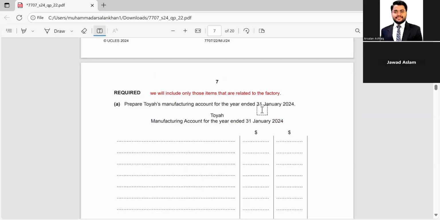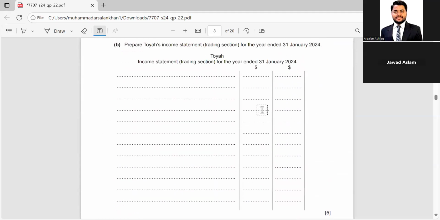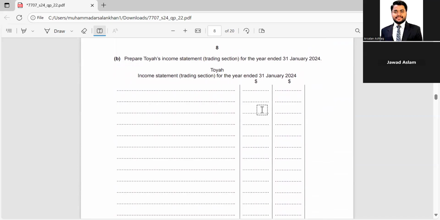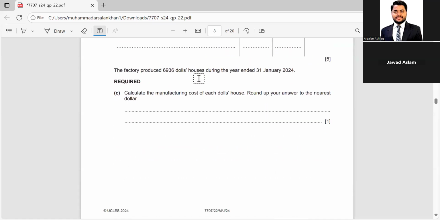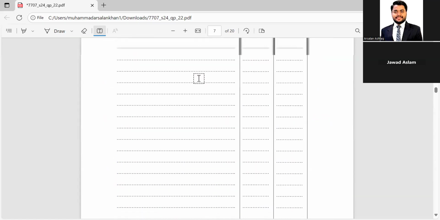So here you have to understand this. After the 9 marks, we have a second part in which we have to prepare an income statement, but in the income statement we only need to prepare the trading section. Trading section is known as till gross profit. Okay, income statement till gross profit is known as trading section. It carries 5 marks, and then we have a few theory questions of 6 marks together. So it is a 20 mark question.